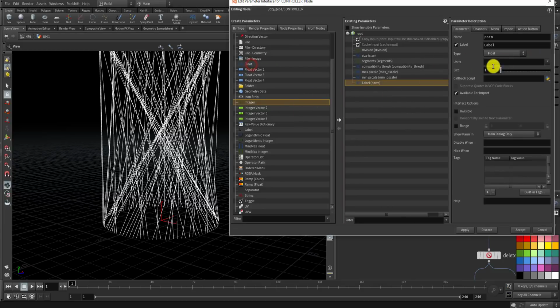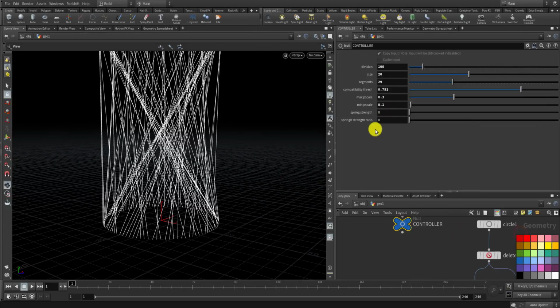So let's name this spring scale, spring strength, from 0 to 1, and another float, spring strength ratio, which is also from 0 to 1.